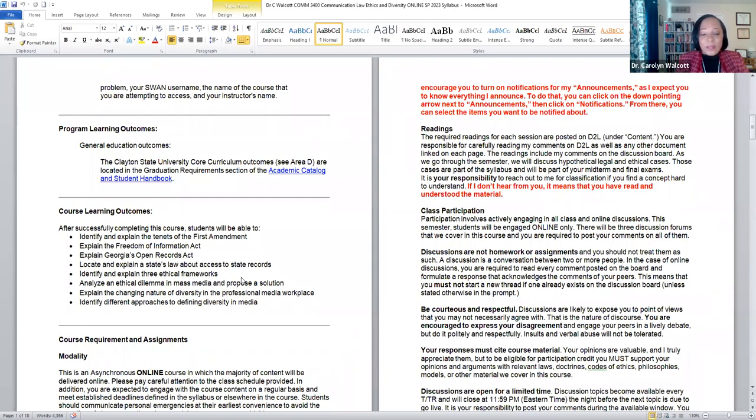Then identify and explain 3 ethical frameworks. Analyze an ethical dilemma in mass media and propose a solution. Explain the changing nature of diversity in the professional media workplace. And finally, identify different approaches to defining diversity in media. Most of your assignments this semester are really pegged to these learning outcomes.